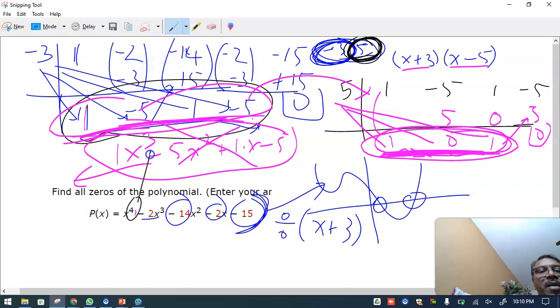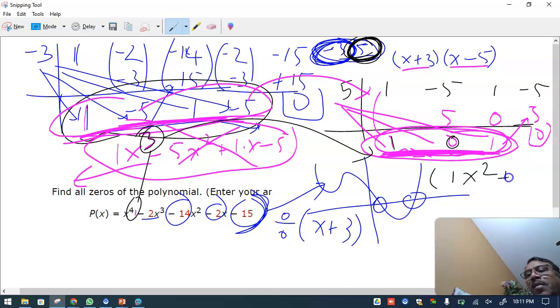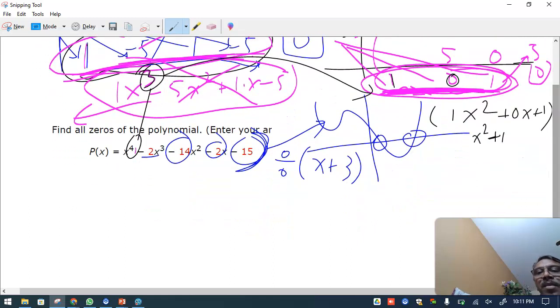From degree 4, we got degree 3. And from degree 3, we can get another factor, and that is 1x squared, because the 3 gets reduced to 2, and then there is a 0x plus 1. And what you get is basically x squared plus 1. So this factor is x squared plus 1. And then the question is, what are the zeros? So once you get this, let me write it again.